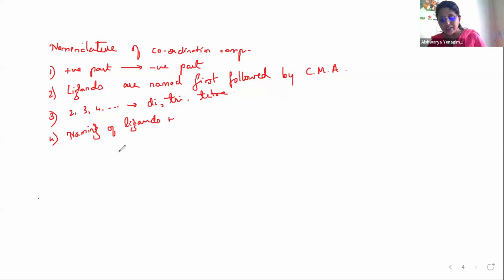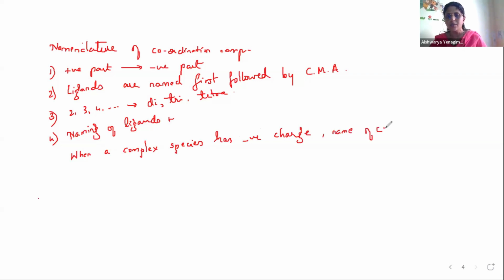When a complex species has a negative charge, the name of the central metal atom ends in ATE. This is very important. Negative charge means it is an anionic complex, and then the name will end in ATE.